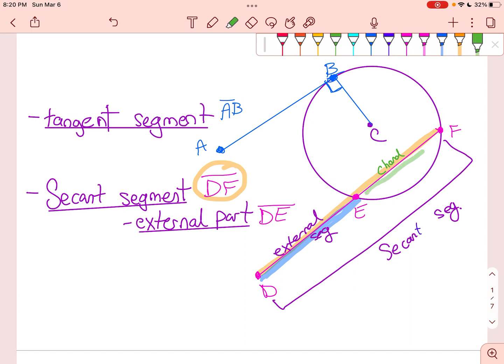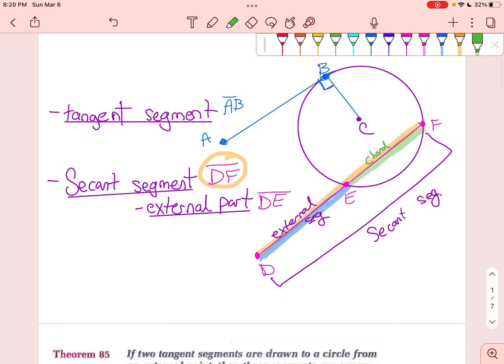And then we also have the chord. So the chord is what we've been referring to. The diameter is the longest chord in a circle. And together, the external part, along with the chord, makes the entire secant segment from D to F.